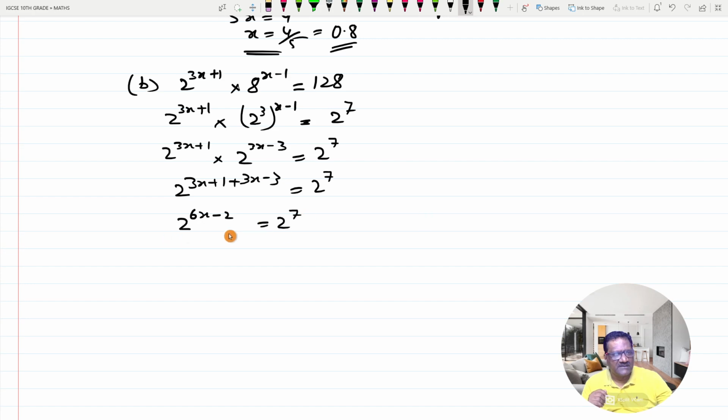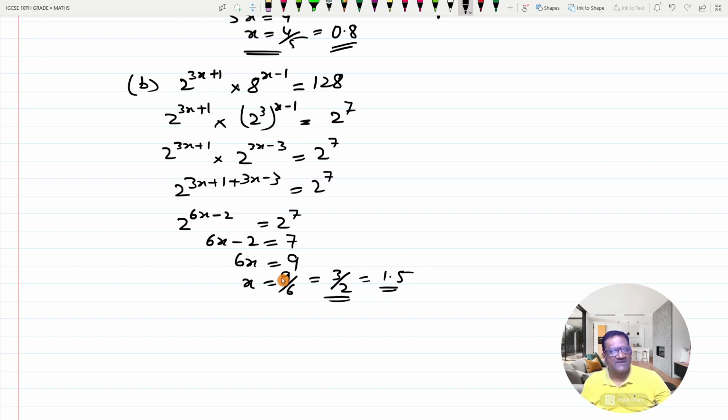Now because the bases are equal, the power can be equated. So I can write this as 6x minus 2 equal to 7. This will give me 6x equal to 7 plus 2, 9. This will give me x equal to 9 upon 6, which in turn will be 3 upon 2, okay, or 1.5. So your answer for this B is either 3 upon 2, or you can write it as 1.5.